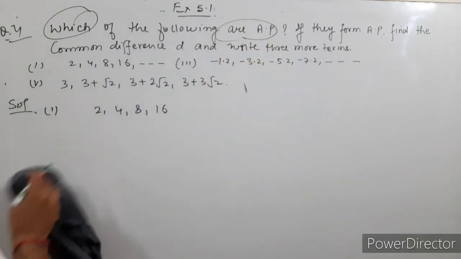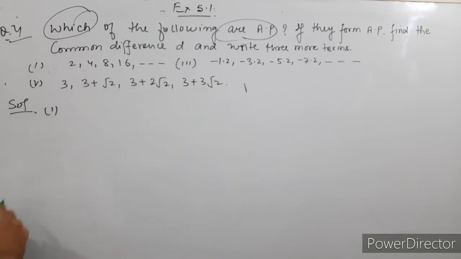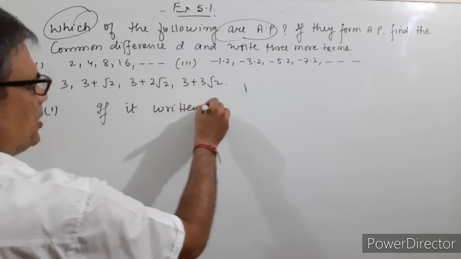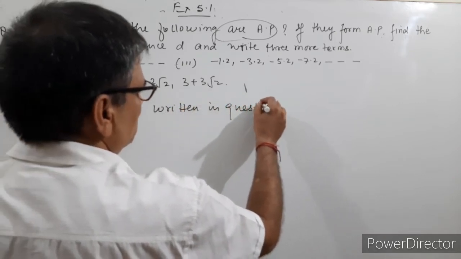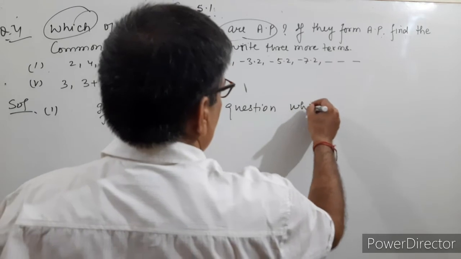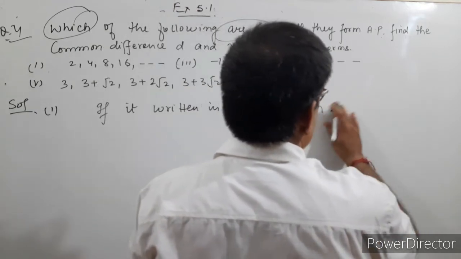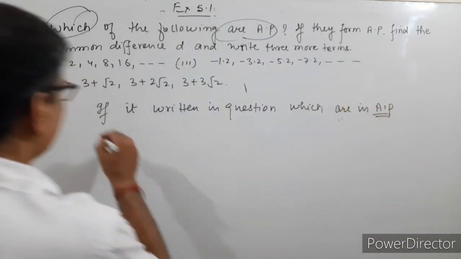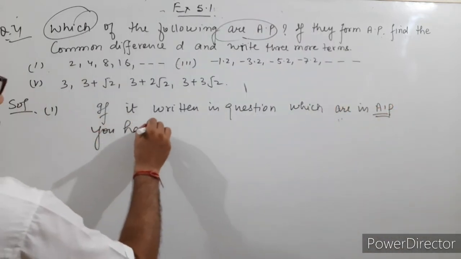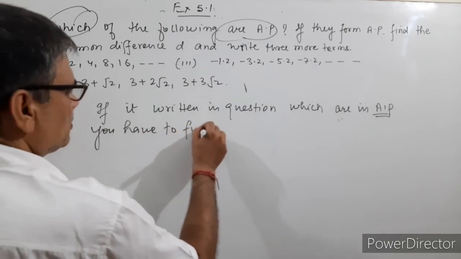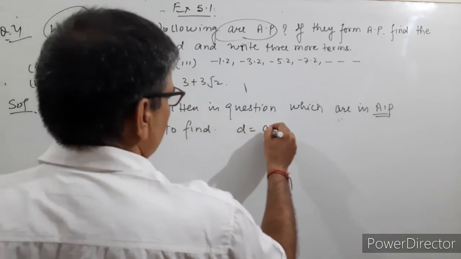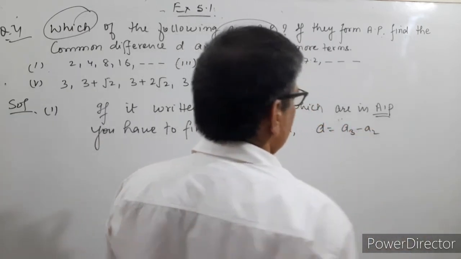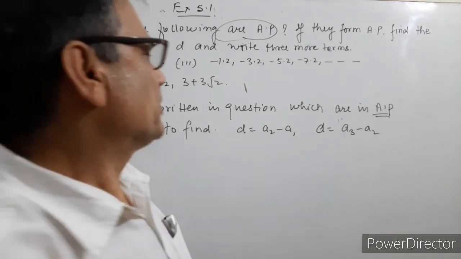If it is written in the question, which are in AP, it means you have to find out D: D is A2 minus A1, D is A3 minus A2. You have to find out D two times.